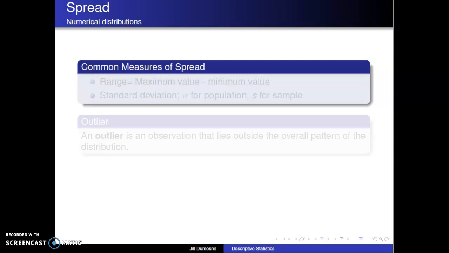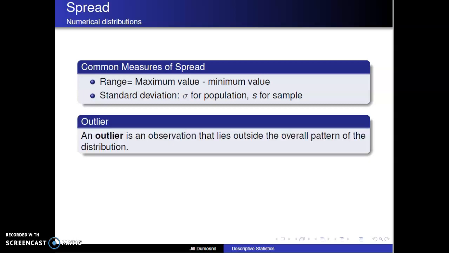Like measures of location, there are a variety of measures of spread. The most common two are the range of a distribution and the standard deviation. The range of the distribution is the maximum value minus the minimum value. The standard deviation calculation will be discussed in another video.